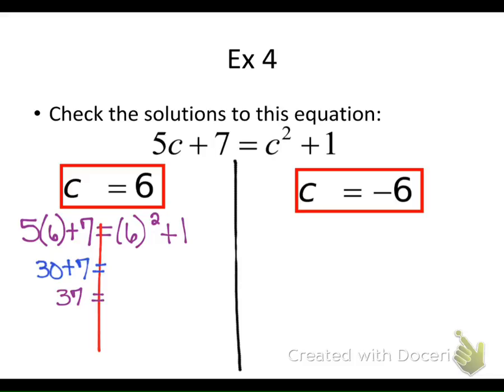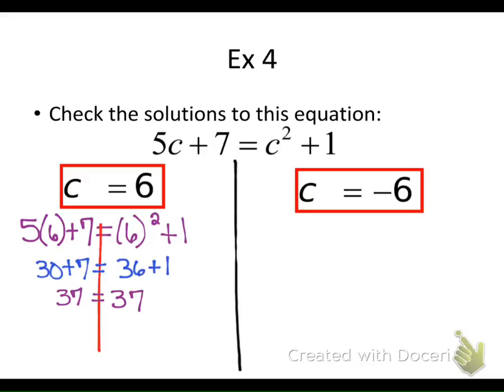Okay? Now I'm going to go to my right side. So I need to simplify my right side. I have 6 squared plus 1. What do I do first according to PEMDAS? Yeah, the exponent. So what's 6 times itself? 36. So I have 36 plus 1. What's 36 plus 1? 37.